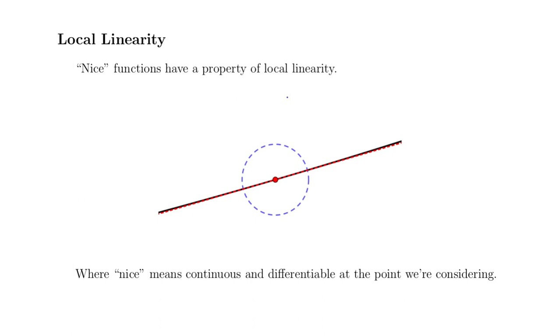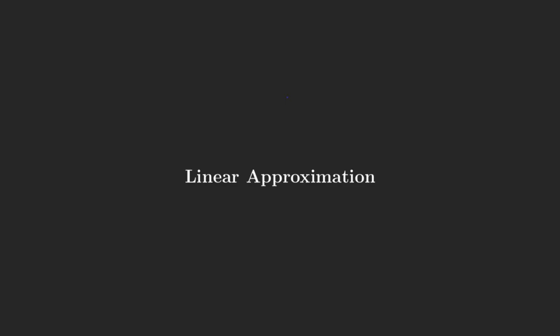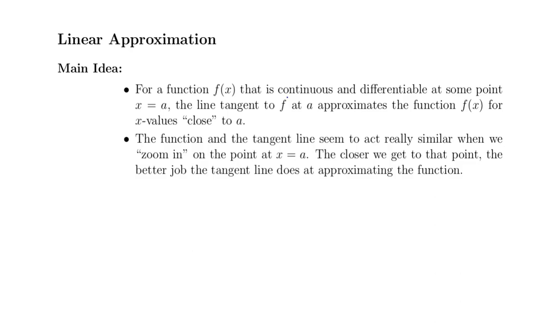Cool. All right, so what we're going to do is take this little idea and build it up to a really nice, kind of cute result that we're going to have. This is called linear approximation, and as you can imagine, we're going to be approximating things using a straight line. So here's the main idea. For a function f that is nice, continuous and differentiable at some point x equals a, we'll call it, the line that is tangent to f at a approximates the function f of x for x values close to a. Okay, that's kind of a big, long sentence, but let's unpack this.